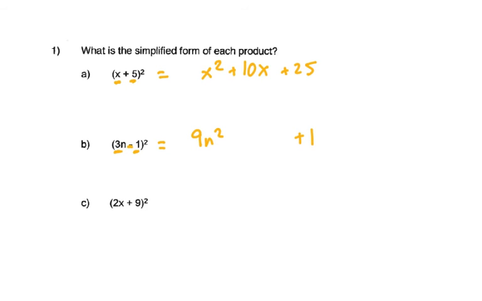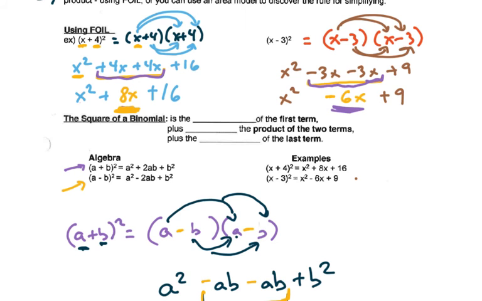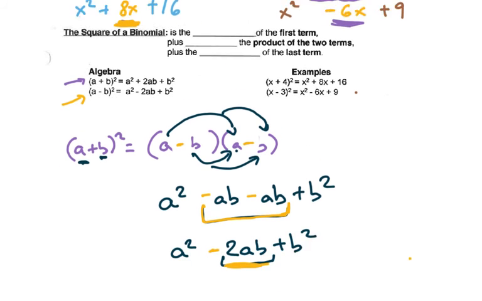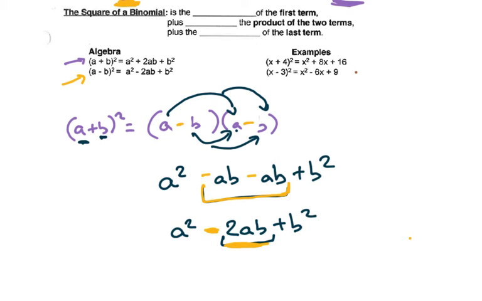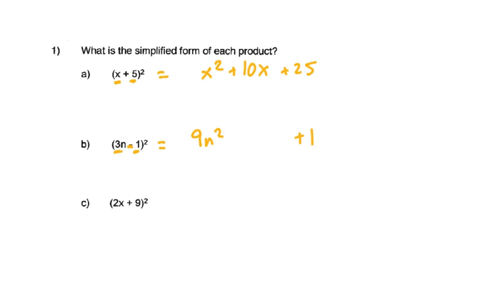Now, this is minus, so what we notice when it's minus is that, as we see here, instead of plus, it's going to be negative here. That's the only difference. But the middle term is the product of these two, 3n times 1, times 2. So that's 6n, and that's our answer.